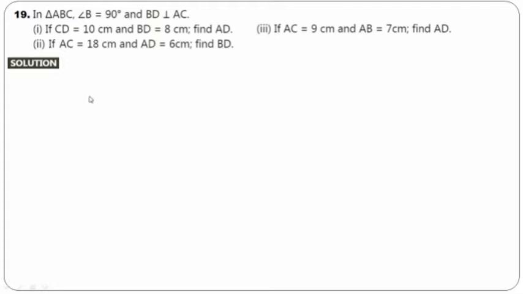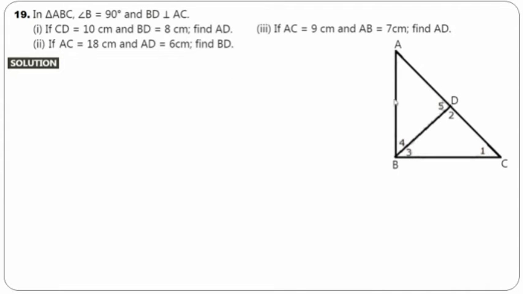Okay, so let's have another question. In triangle ABC, angle B is 90 degree and BD is perpendicular to AC. So let me draw the diagram. In triangle ABC, what is given? Angle B is 90 degree, BD is perpendicular to AC. I have given different numbers out here, and all these numbers represent the angles.